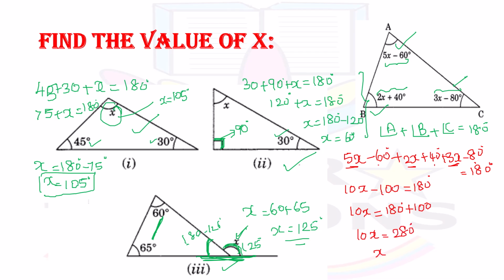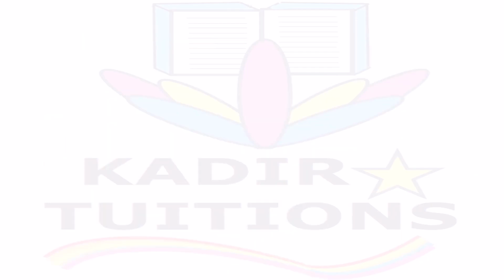So what is x equal to? It's nothing but 280 by 10. So the answer is 28 for x, 28. Now what you have to do is substitute the value of x into all the angles so that we will get the exact value. So this is how we need to find the exact value of these three angles. We'll move on to the next topic.